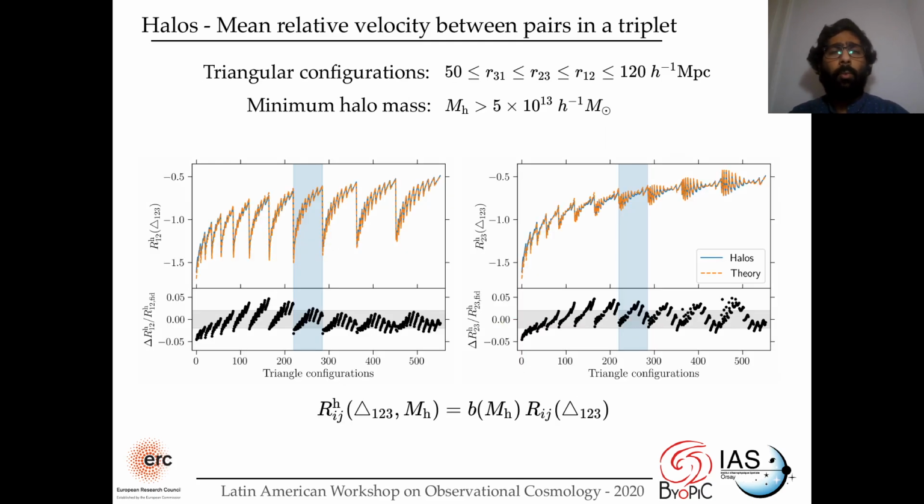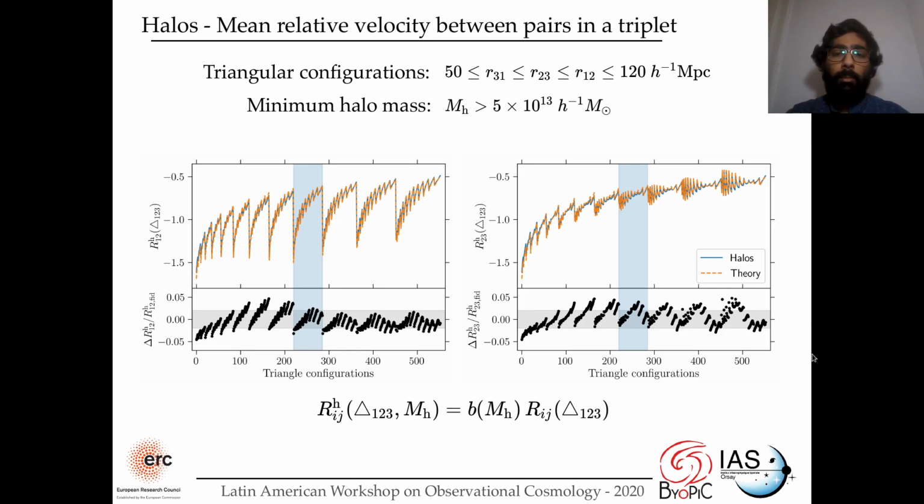Here, for example, earlier in the first part of the talk I showed how the analytical theory predictions work for unbiased tracers, that is, the dark matter particles. Here I consider halos coming from the Quijote simulations. In this plot, we consider all the triangular configurations from 50 to 120 megaparsec, and the minimum halo mass considered here is 5 times 10 to the 13 h inverse solar mass.